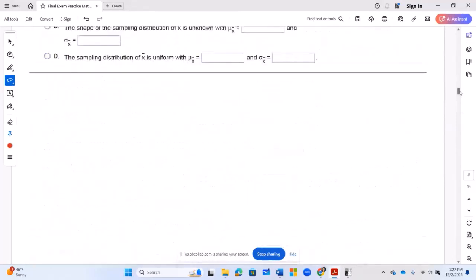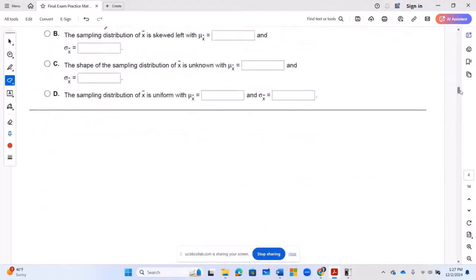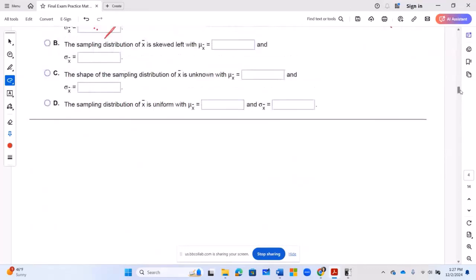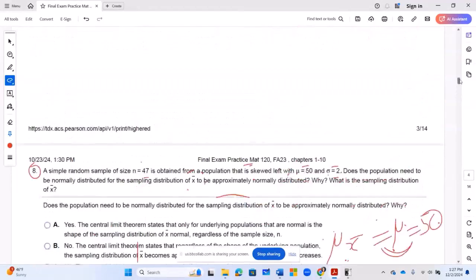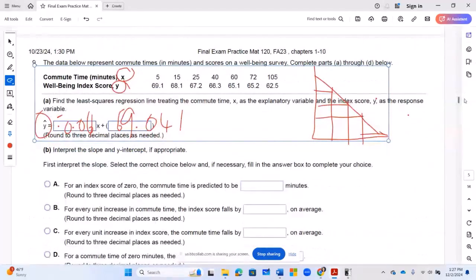But I just want to remind you how to find residual. The question says find the residual. Remember that residual is observed minus predicted. Observed minus predicted. For example, if I'm told to find a residual for 40, the observed for 40 is 66.